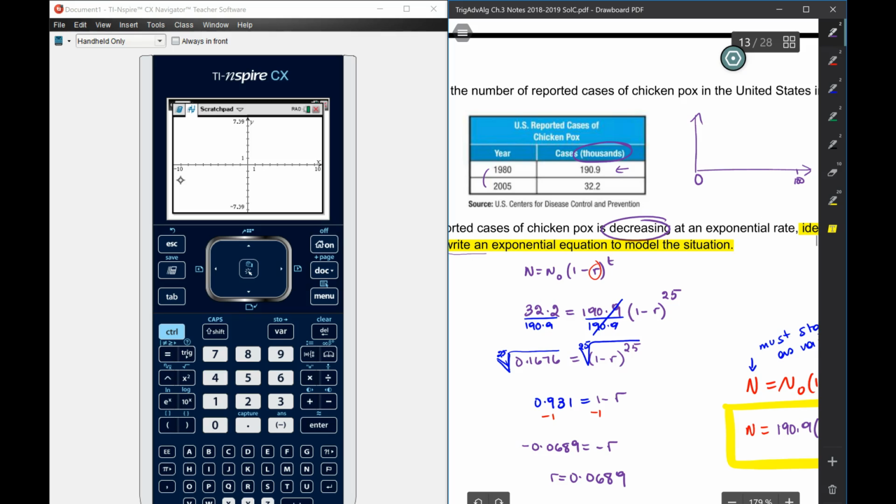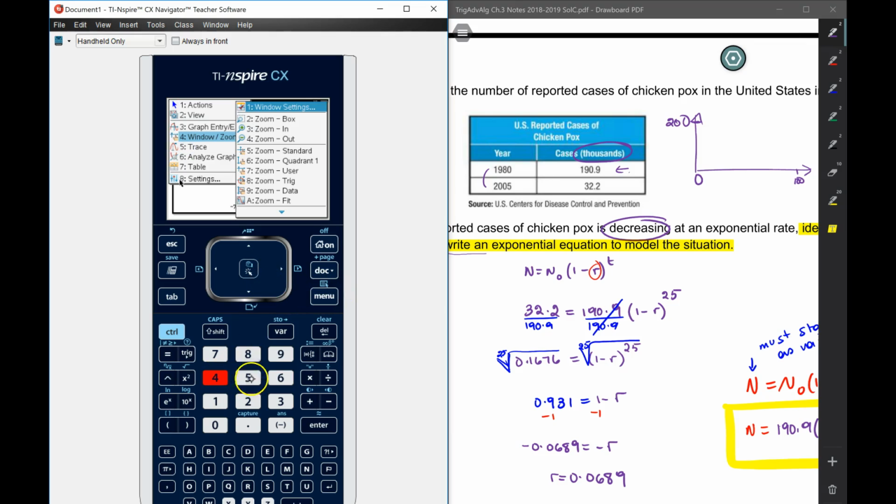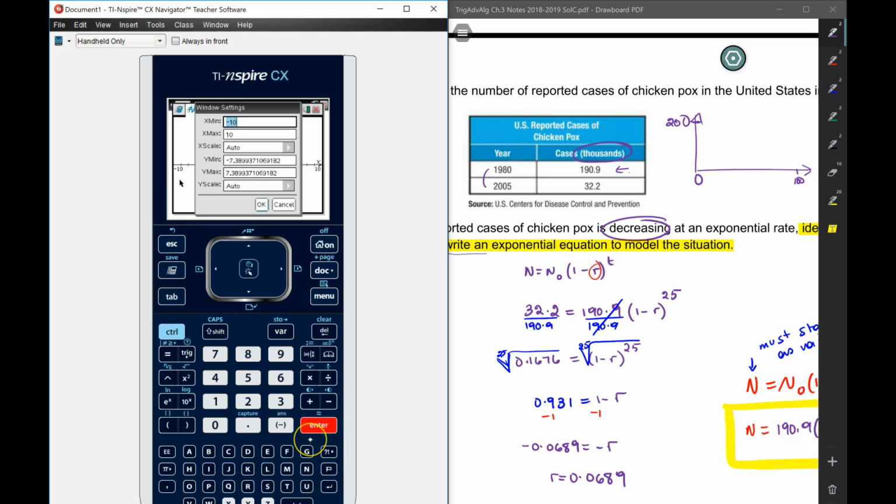Y represents how many cases. So look, here we have 32.2 thousand, 190.9 thousand. That's where we started and it's going down, correct? So I want to go at least 200 here. So let's go to menu. Number 4 is window, and number 1 is window settings. Guys, fix your windows here. X max, so 100. And then 0 to 200 for Y.